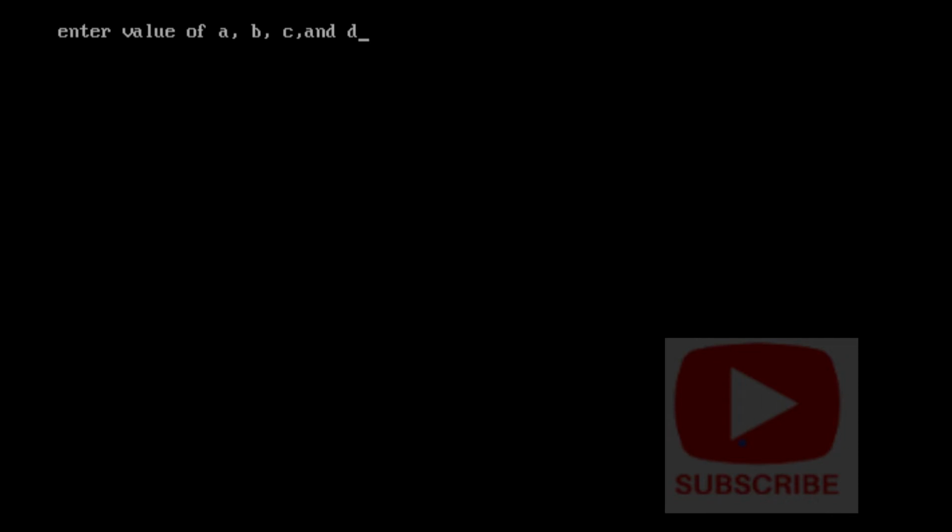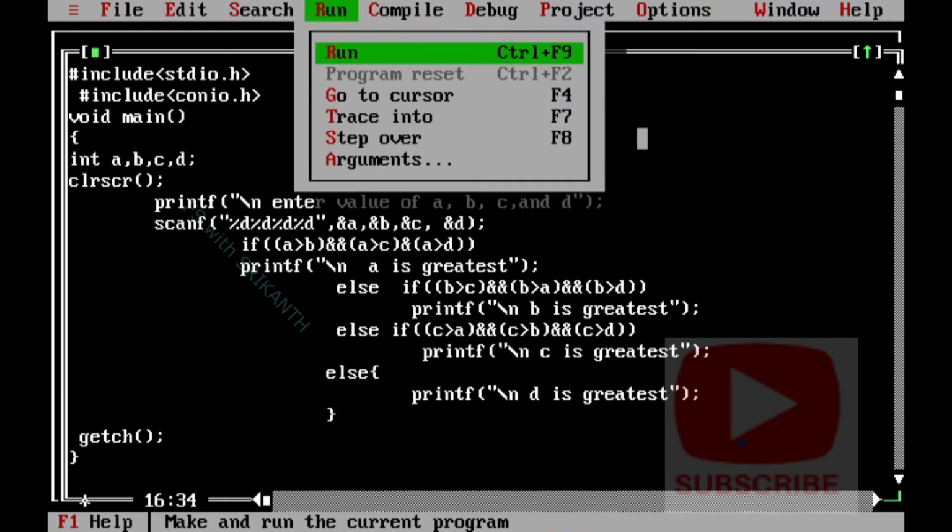So here A, B, C, D. I want to enter 22, 33, 44, 11. C is the greatest number. Okay, everything is right. I want to execute again. So for 33, 44, 22, 567, D is the greatest.